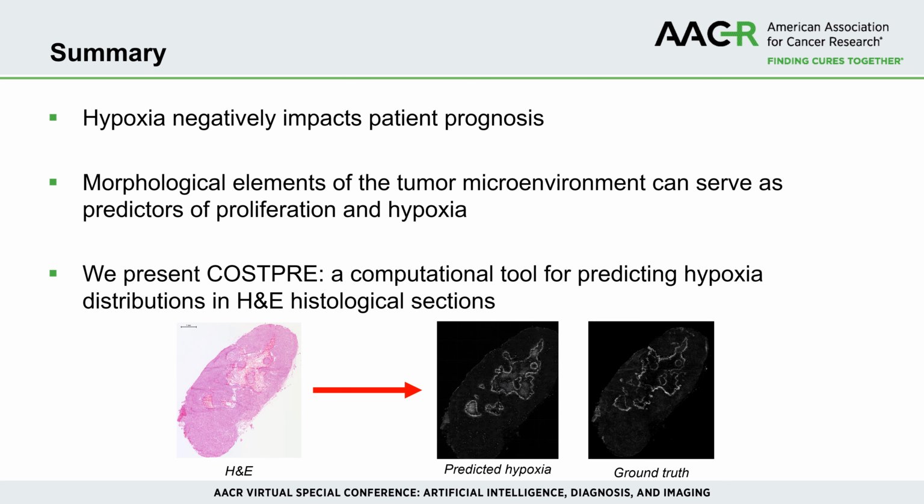So, to summarize, hypoxia has been shown to confer a poor patient prognosis, and we have observed associations between hypoxia and morphological structures within the tumor microenvironment. As many of these structures can be seen on H&E stained sections, which are ubiquitously used in medical diagnosis, we have developed COSPRAY, a computational tool for predicting hypoxia distributions in H&E sections. We believe that this tool can be used in the retroactive analysis of clinical trials, thereby furthering the development of adjuvant hypoxia-targeted therapies.